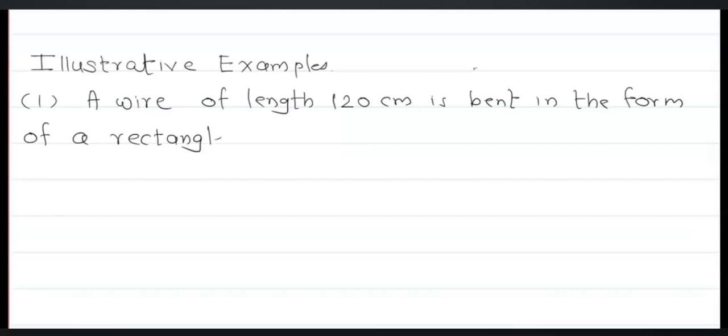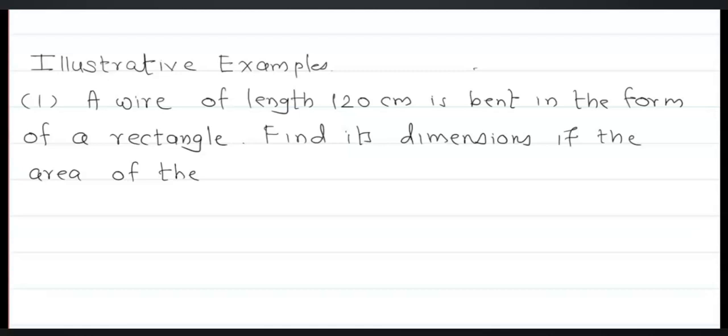Now the illustrative example. A wire of length 120 cm is bent in the form of a rectangle. I am repeating all the examples 2 times so that you will get the revision of that example. Find its dimensions if the area of the rectangle is maximum.